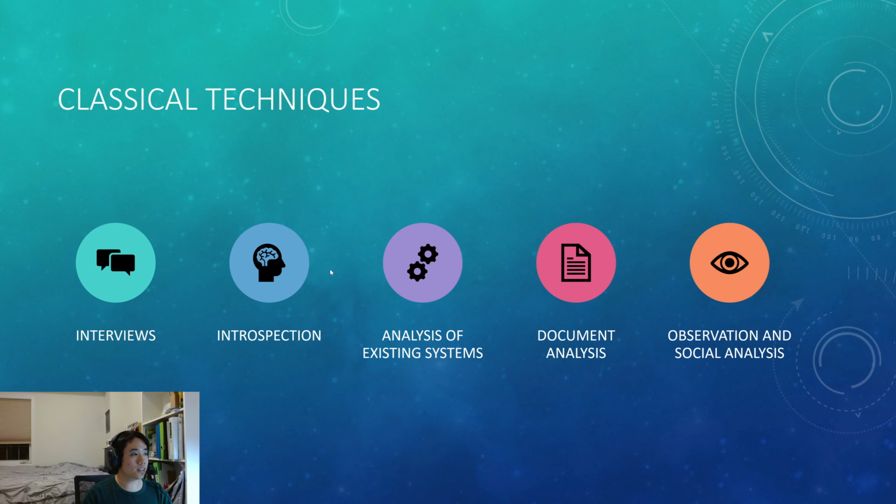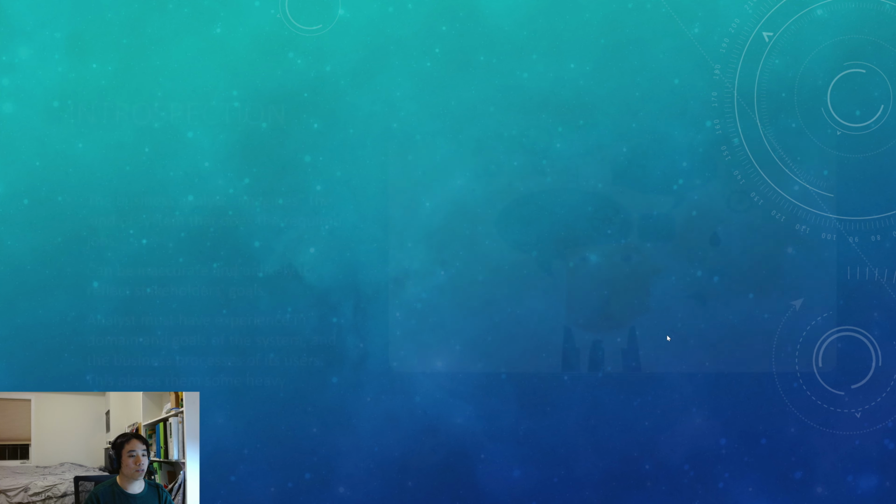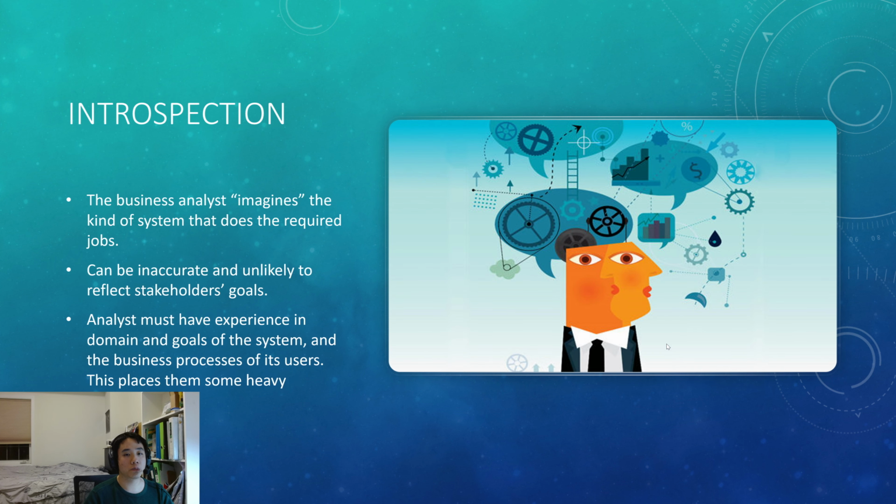Okay, so here are some classical techniques. We have already covered the interviews. We have one called introspection. We also have one where you analyze existing systems, and we may also analyze existing documentation. And finally, we use observation and social analysis. So basically, you're putting someone somewhere and having them make observations about their behavior.